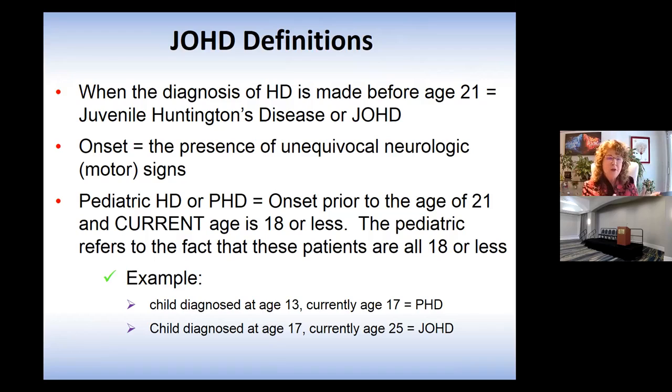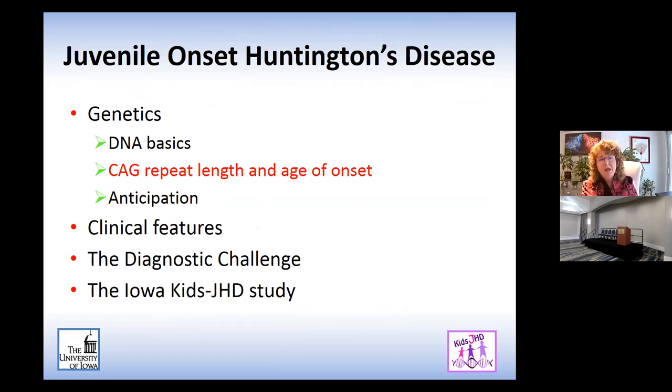But for an example, a child who was diagnosed at 13 and is currently 17, so below age 18, has pediatric Huntington's disease. If the child is diagnosed at 17 and is currently 25, so over 18, that would be JoHD. In case you hear people talk about pediatric HD, that's the definition of that.